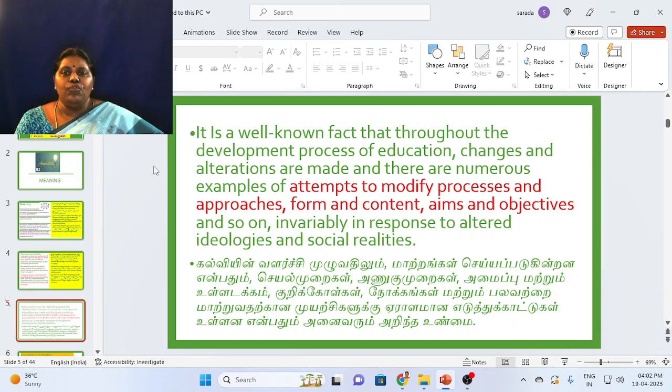It is a well-known fact that throughout the development process of education, changes and alterations are made, and there are numerous examples of attempts to modify processes and approaches, form and content, aims and objectives, and so on, invariably in response to altered ideologies and social realities.